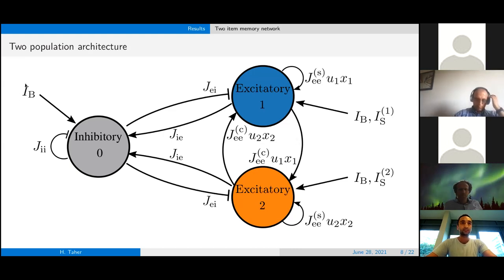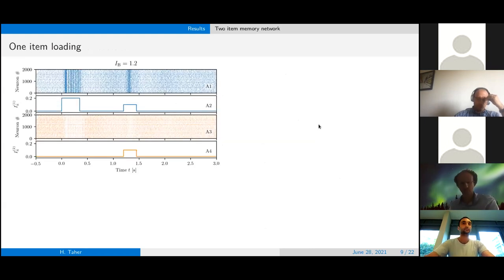IB is some background current common to all neurons, to all populations. It's basically a control parameter putting us in different regimes for the mechanisms of working memory. IS is the external current which we can use to stimulate the excitatory population, so to speak, to load working memory information into the population. And how this works, I can show you in the next slide.